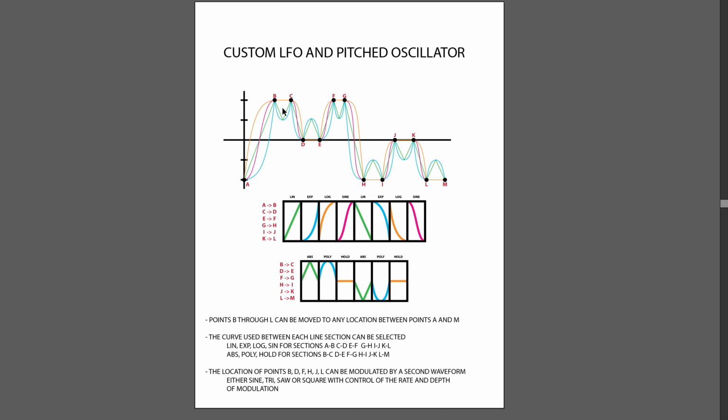And for each segment that is made, they can select what the function is that is used for that line segment between linear, exponential, logarithmic, or sinusoidal. And that's for segments that have differing y values at each point. For ones that have the same y value, like b and c or j and k, you can use an absolute value v-shape, a polynomial curve, or just a hold, which will keep flat across that value.